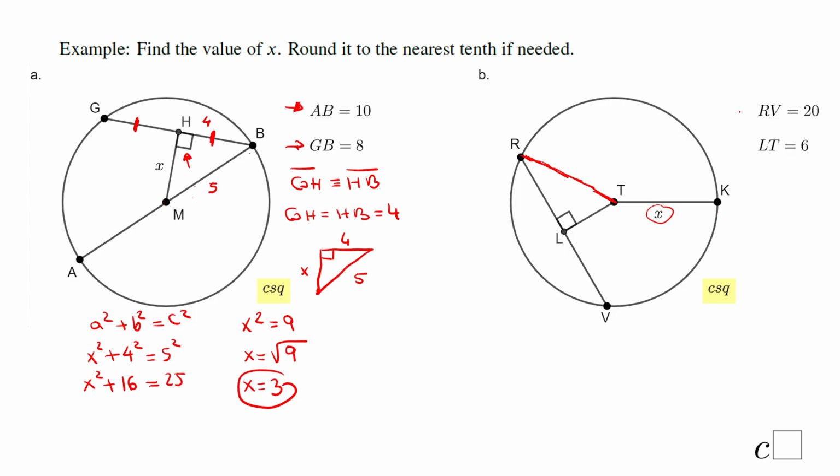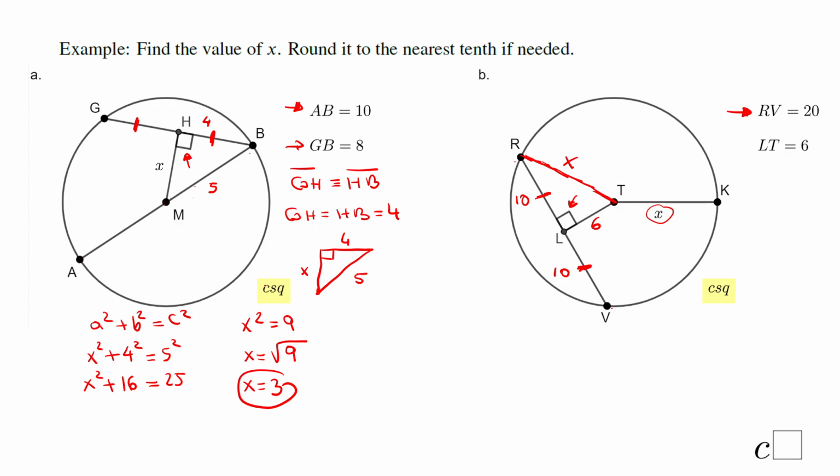Now let's take a look at what is given to us. It's given to us that RV is 20. That is this chord. However, these two pieces are the same, they are congruent. Why? Because we notice this is perpendicular to this chord, so each of these has to be 10. And also we notice LT is 6. And like I said, this is also x because it's the same as TK, a radius of circle T.